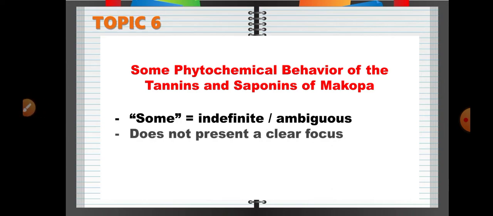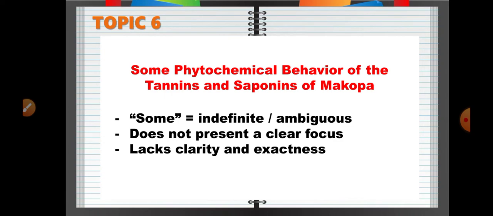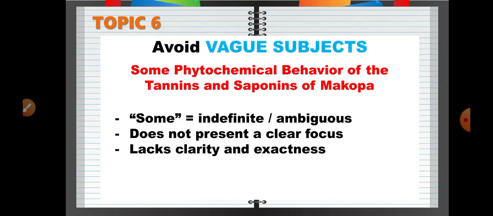Ambiguous does not present a clear focus and it lacks clarity or exactness. And therefore, class, if a topic has no clear focus, it is considered to be vague. So you have to avoid vague subjects. However, class, you might wonder, how can we formulate the best research topic if we should be avoiding too broad, too narrow, and vague subjects?